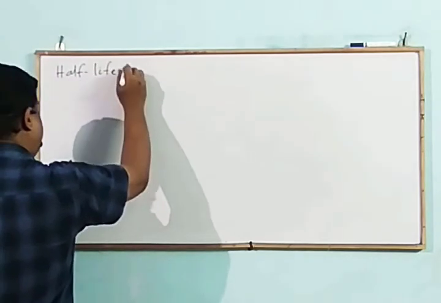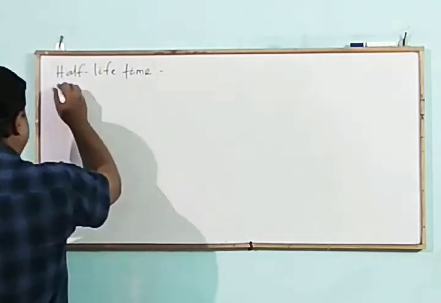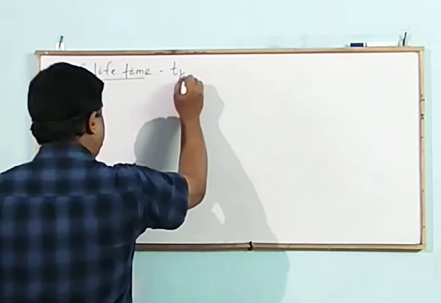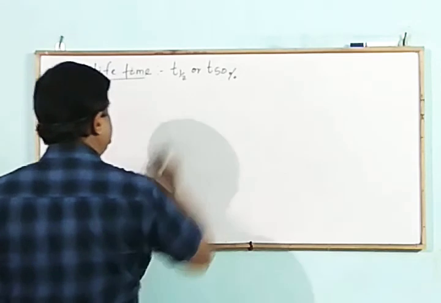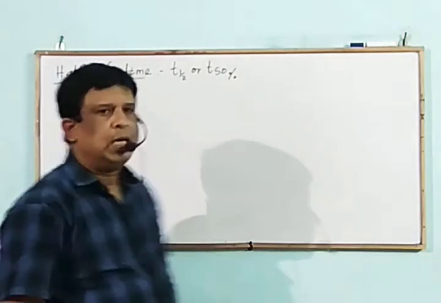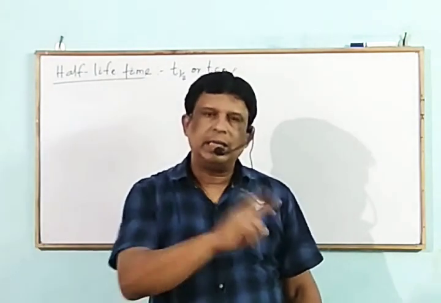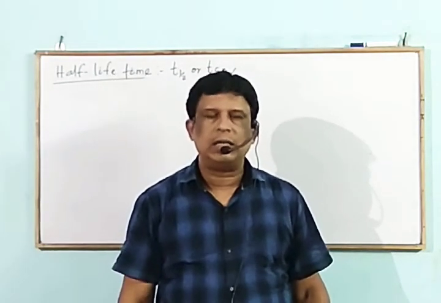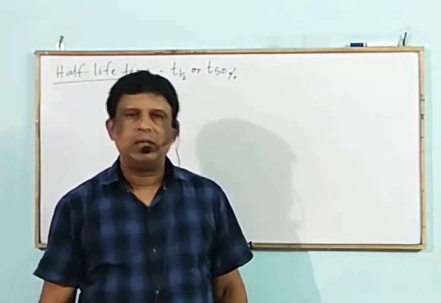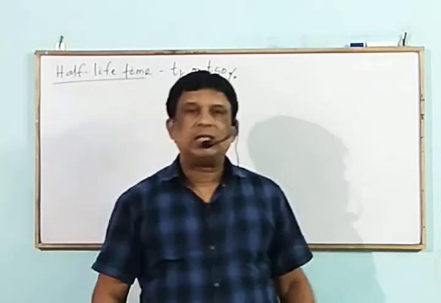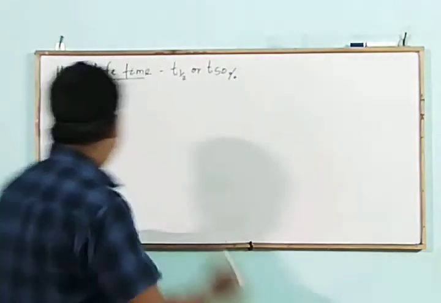Half-life time or half-life period. Symbol is T1 by 2 or T 50%. Mark that. What do you mean by half-life time? Already covered in zero order kinetics. Same definition is there. It is defined as the time period during which the concentration is reduced to half of its initial value.